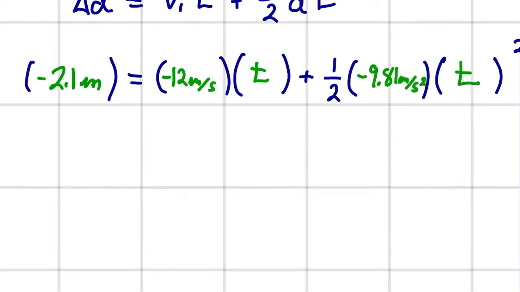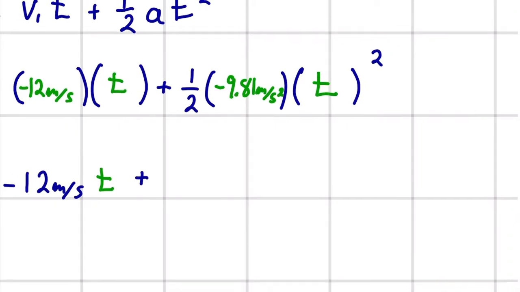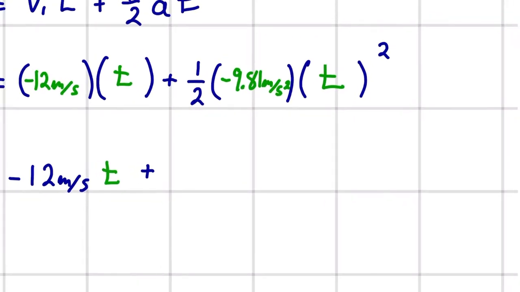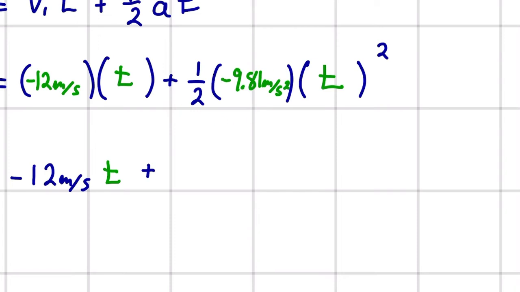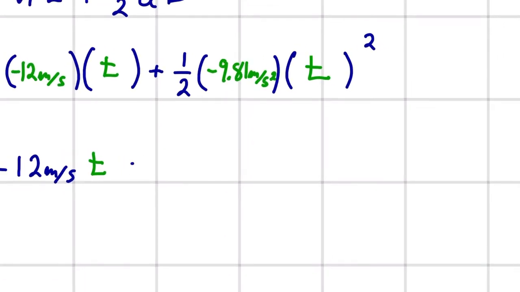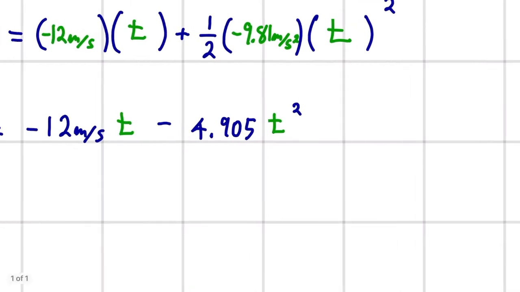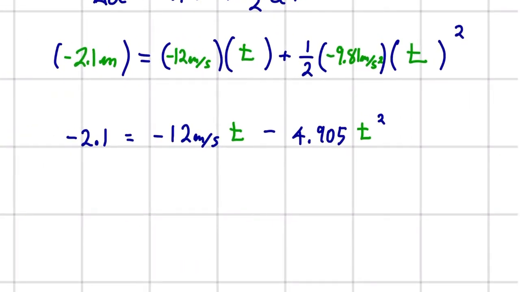Let's just simplify this a little bit, make it a little more clear to read. I'm going to keep t a different color so we can keep track of our unknown. And then here we're going to multiply these two together just to simplify. This will actually be a negative 4.905 t squared.